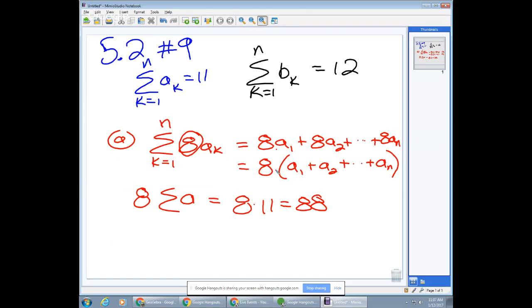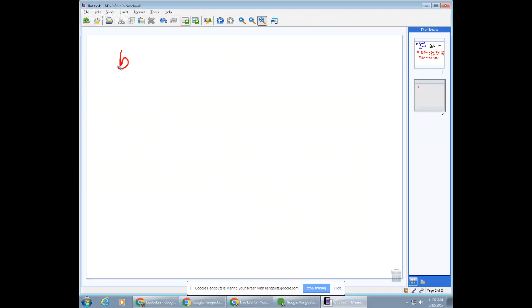All right, so part B says what would happen if you took the sum of the b's and, oops, I'm ahead of myself there, and my tools disappeared. I hate that. Where'd you go, tools? Come on. There you are.